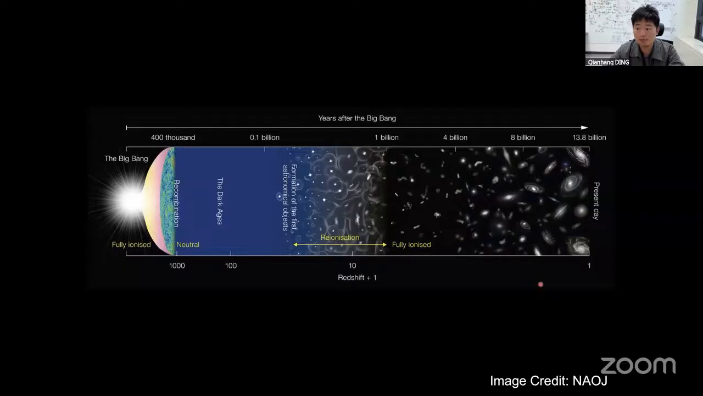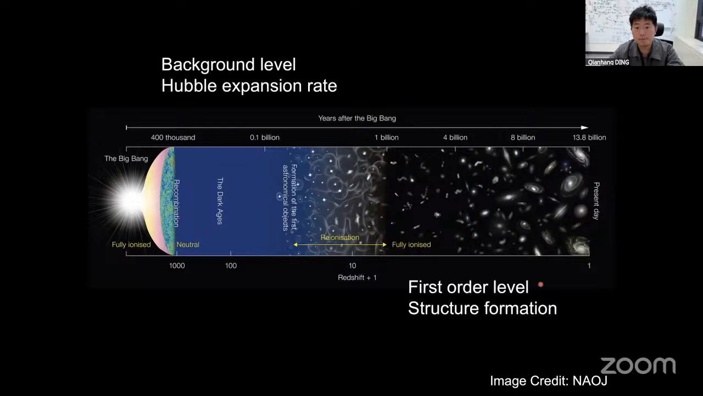In order to understand our universe, we need to probe it. To fully understand it, we should probe it at two levels. One is the background level, corresponding to the Hubble expansion rate, how our universe expands. The second is the perturbation level, that is how density fluctuations slowly form structure, which is about structure formation. In the first part, we'll mainly talk about the background level, the Hubble expansion rate.